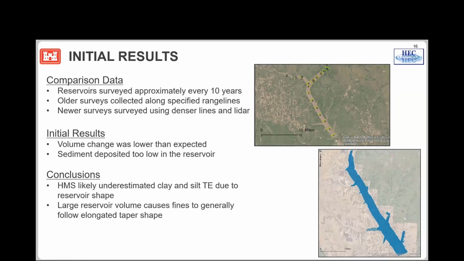As Jay discussed, we think the trapping efficiency is low because how HMS currently calculates the clay and silt trapping efficiency doesn't account for the lake shape. HMS just assumes that its length is equal to its width.